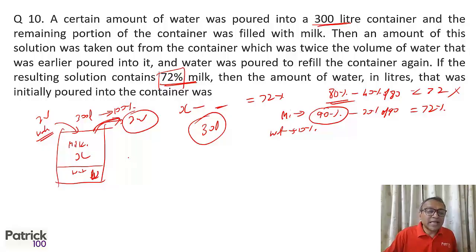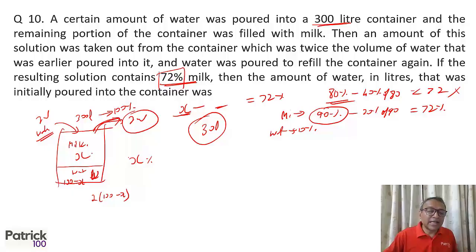Anyway, if I say there is X liters of milk initially, I'm taking X or X% of milk, let's say. You can take in percentage or you can take in liters, it doesn't matter. Now, how much water is there? It is 100 minus X% of water. Now, you remove twice of this. So you're removing twice of 100 minus X percentage. Or you can calculate liters.